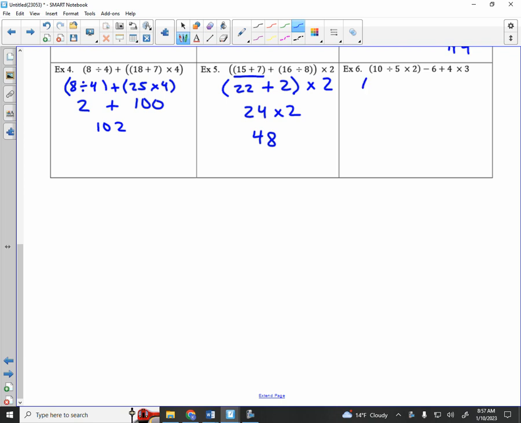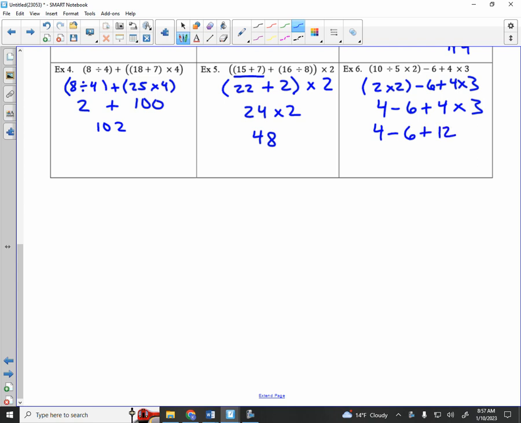Okay, we'll check it out. We should have 2 times 2 minus 6 plus 4 times 3. 2 times 2 is 4 minus 6 plus 4 times 3. In this area here, my most important operation is multiplication. So I have 4 minus 6 plus 12.